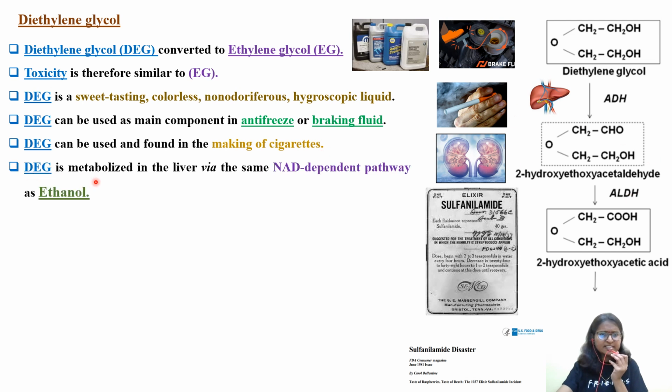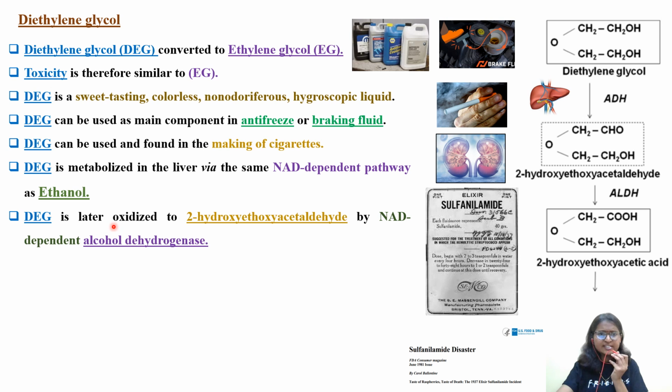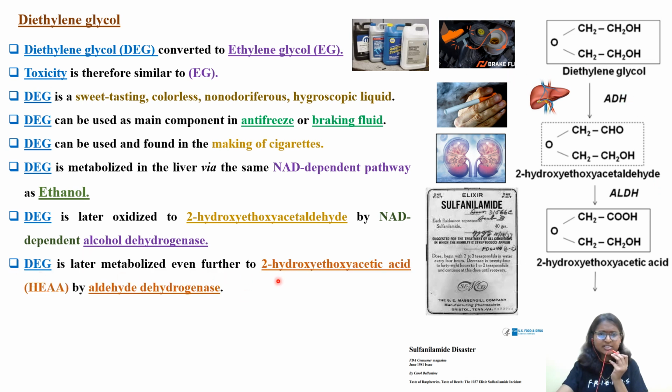Next, DEG is metabolized in the liver via the same NAD-dependent pathway as ethanol. As I said, both DEG as well as ethanol are metabolized by the same enzyme, alcohol dehydrogenase. DEG is oxidized to 2-hydroxyethoxyacetaldehyde by NAD-dependent alcohol dehydrogenase. This is a common enzyme. DEG is then metabolized even further to 2-hydroxyethoxyacetic acid, HEAA, by aldehyde dehydrogenase.